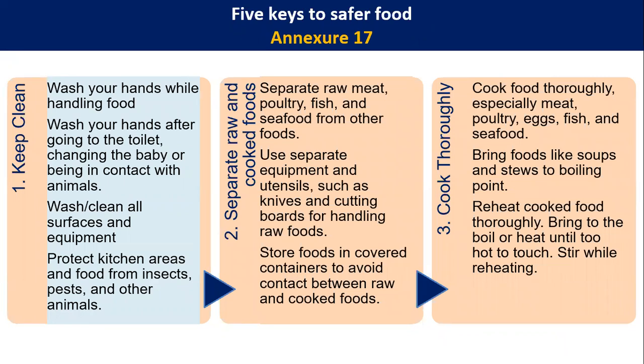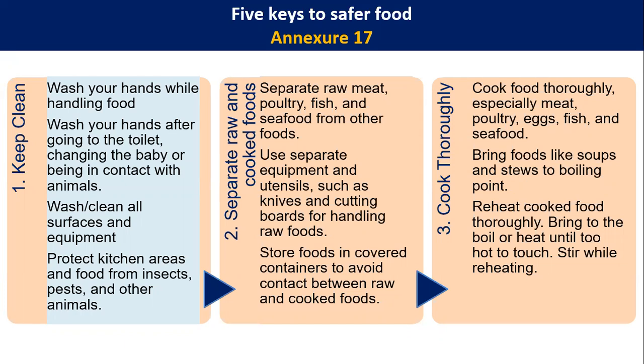The 5 keys to safer food are always discussed. You have to keep everything clean, right from washing your hands to food preparation and your utensils. Whenever you go to the toilet, you have to wash your hands after coming out. Encourage all the family members and food handlers as well. You also have to protect the kitchen areas and food from insects, pests, and other animals. Keeping the house environment clean is very, very important.